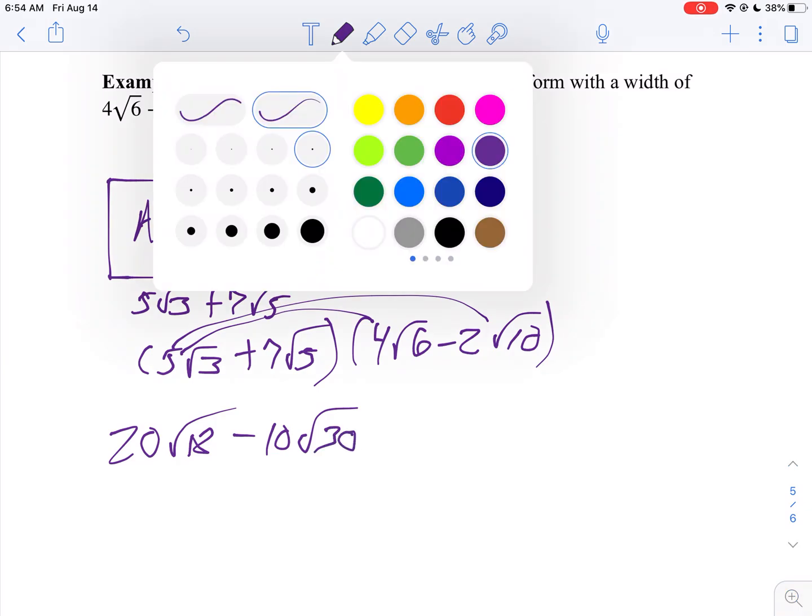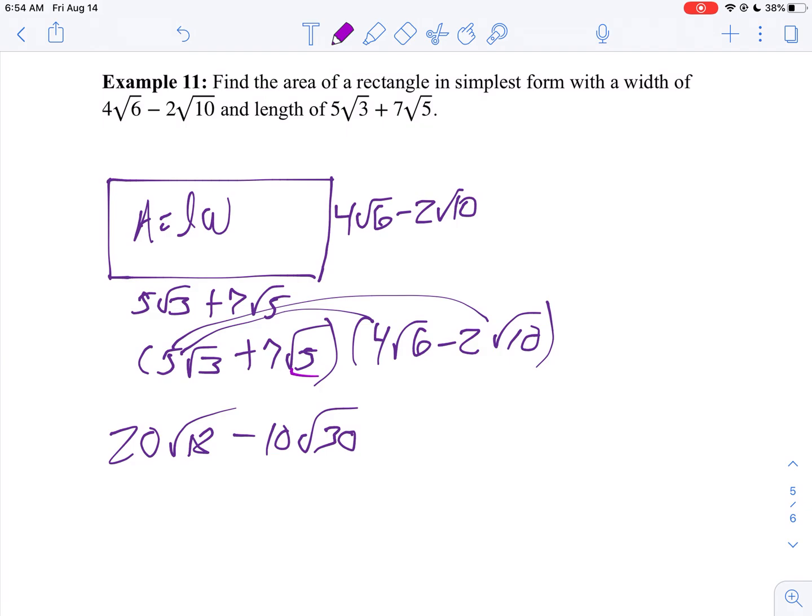Now I'm going to turn around and distribute 7 square roots of 5 inside. So 7 times 4 is positive 28. And 5 times 6 is 30. 7 times negative 2 is negative 14. 5 times 10 is 50.